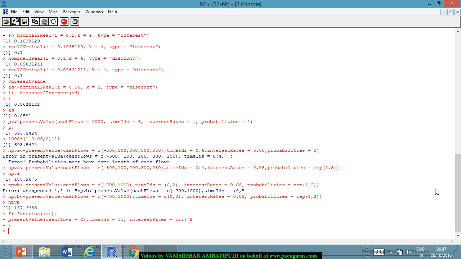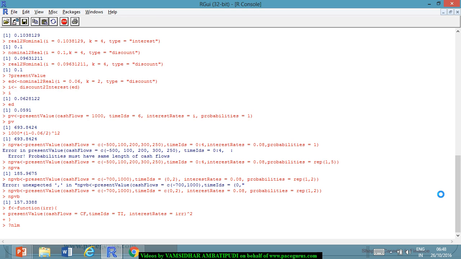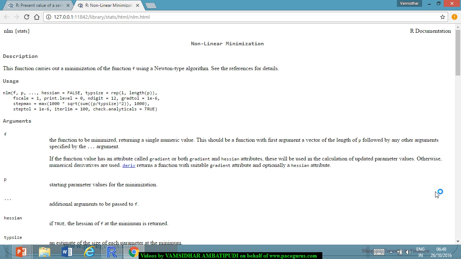So my function is taking IRR as the input, some value, right? Based on the cash flows and the time IDs, this function will take some rate of return as the input, and it will compute the present value. I'm squaring it. Now I want to minimize it, right? So for minimizing, I'll use a function called NLM. See what it is doing. NLM is carrying out a minimization of a function.